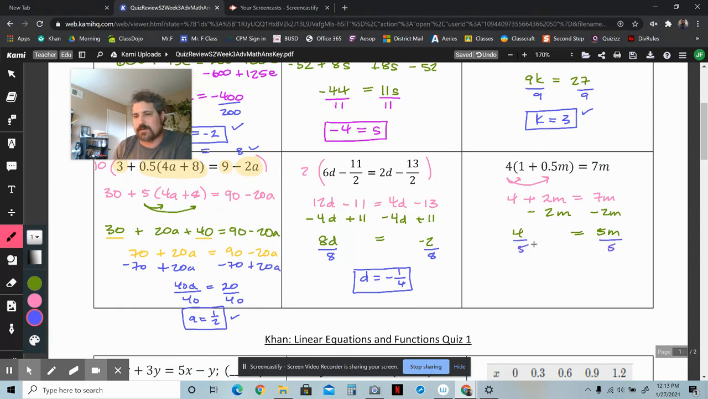Divide by 5 on both sides. And so we can see that m is equal to 4/5. Okay? And when you check this answer, it should work. Let's see if it does.